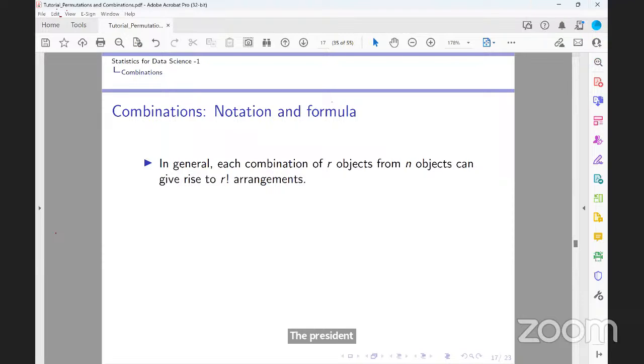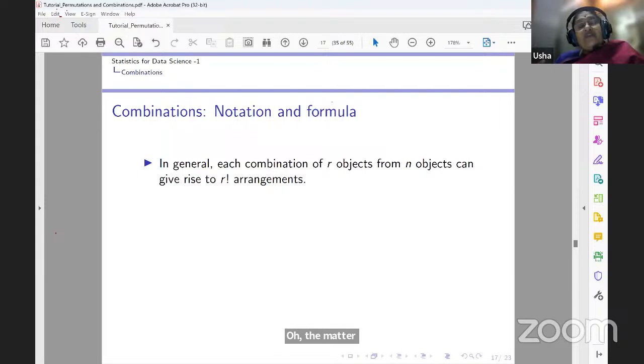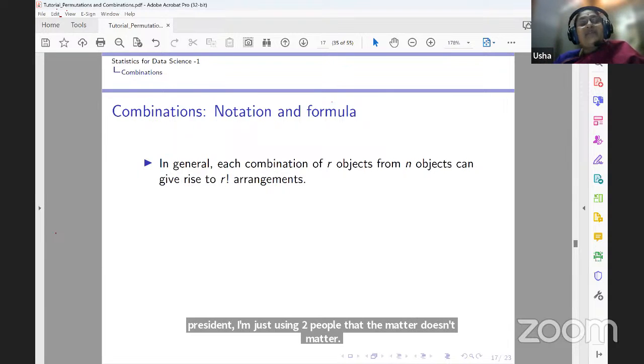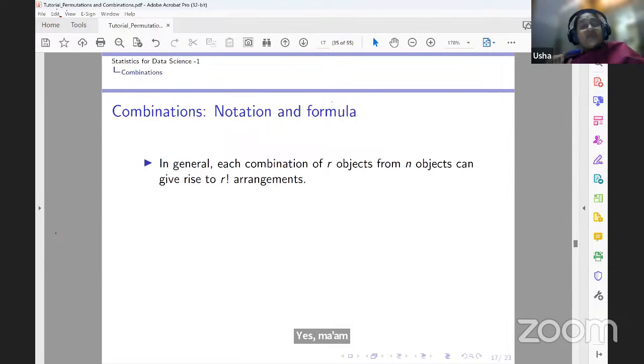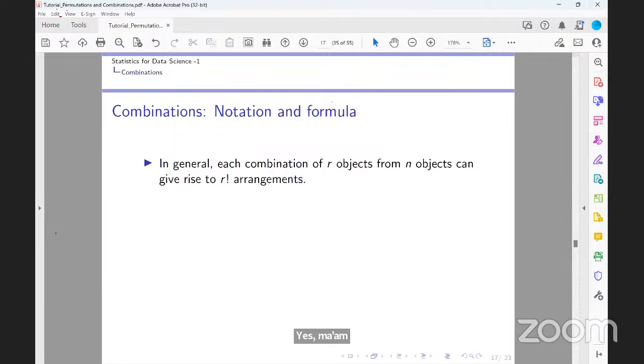Order matters. Right? Because see, whether I'm choosing Ram and Shyam or Shyam and Ram, I'm just choosing 2 people. There the order doesn't matter. But if I'm choosing Ram as president and Shyam as vice president, or Shyam as president and Ram as vice president, it is different. Would you agree with me? Yes, ma'am. In one case, the order matters, and in one case, the order does not matter. Is that clear? Yes, ma'am. Ma'am, I have a doubt in it.